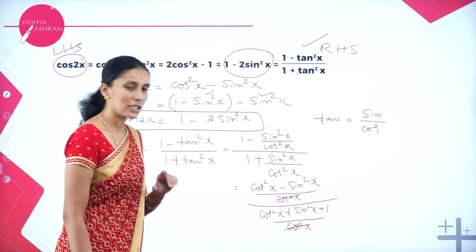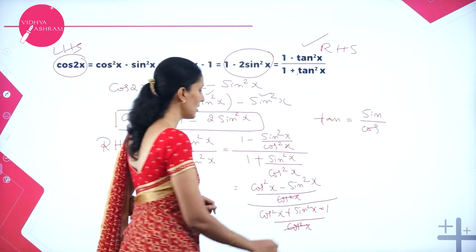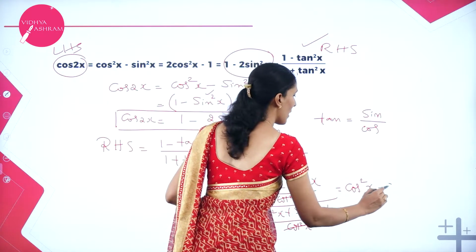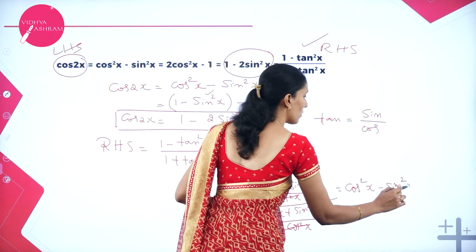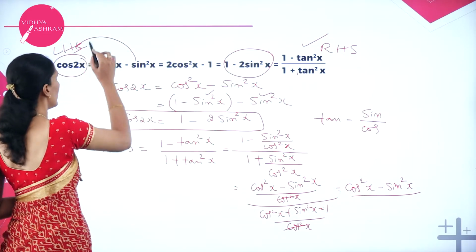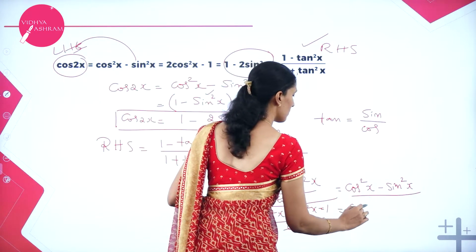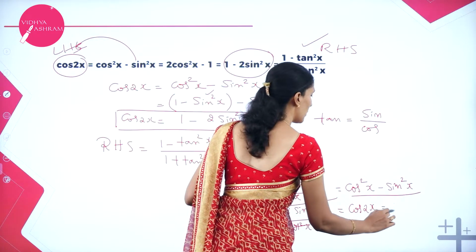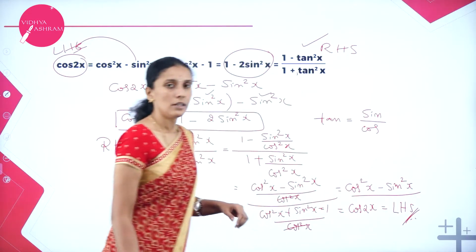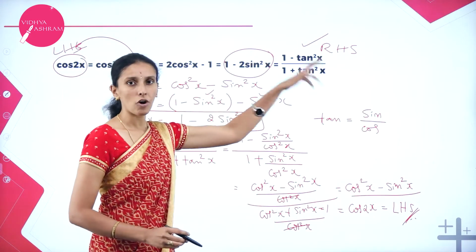So the denominator is completely 1. Anything divided by 1 is the same as the numerator. This is your cos square x minus sine square x. But what is this cos square x minus sine square x? Look here. It is your cos 2x. So, which is equal to your LHS. So, this is how we can prove any identity of cos 2x.